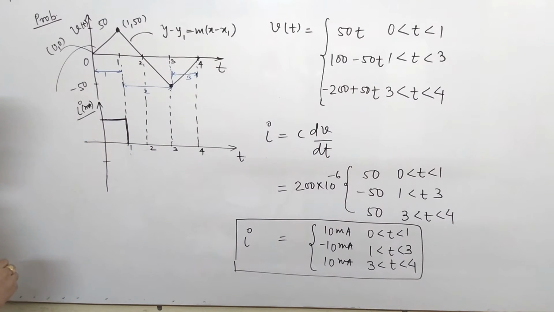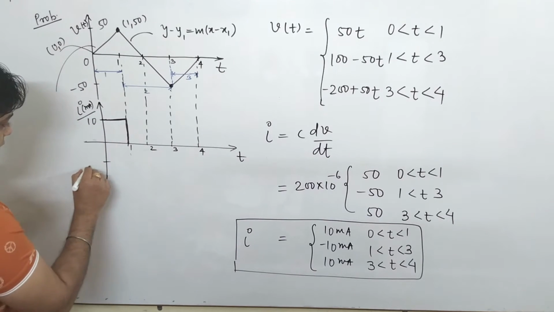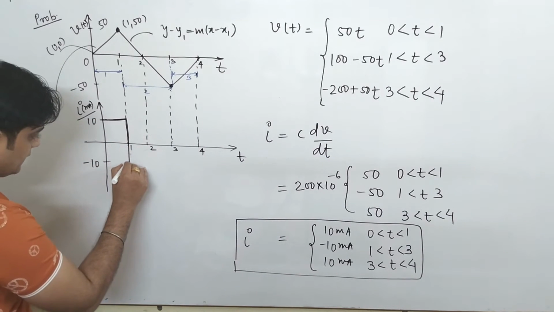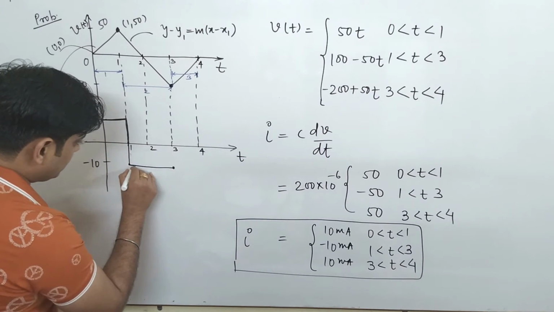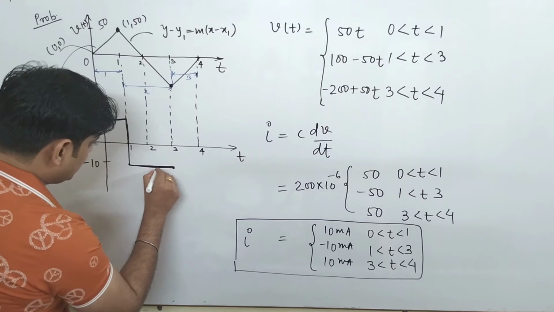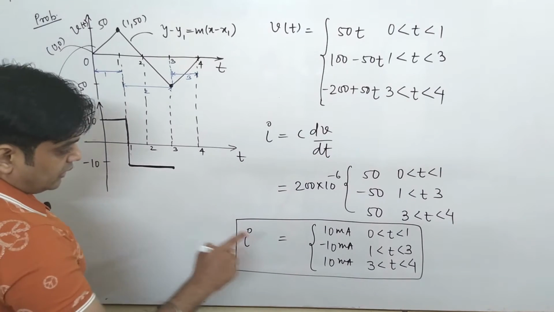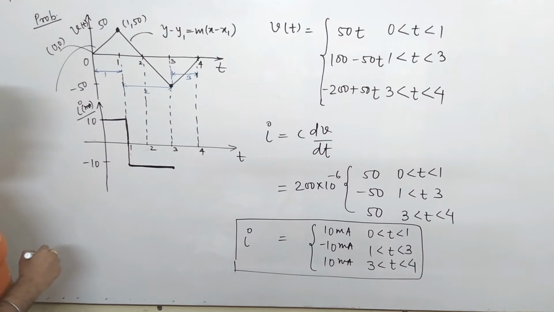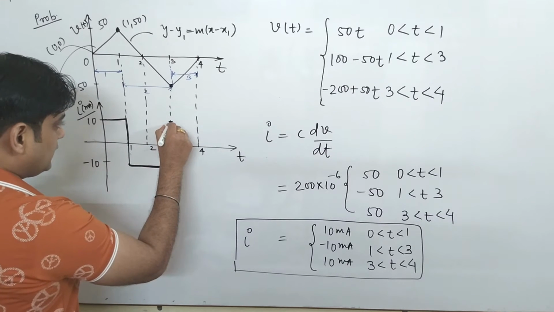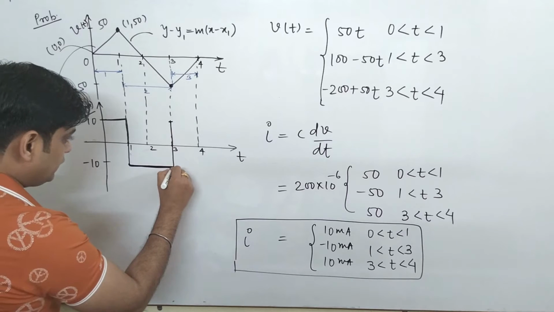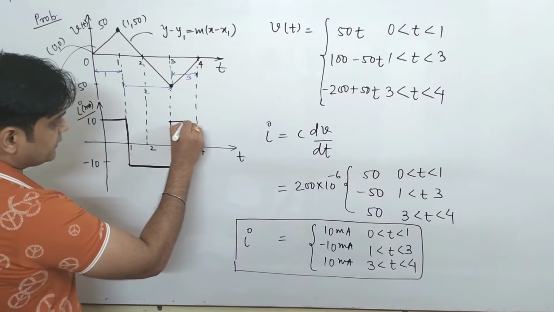Now between 1 to 3, the value is minus 10 milliampere. That means from here it goes to here, and up to 3 the value will remain at minus 10 milliampere. Very important. Now between 3 to 4, the value again comes to be plus 10 milliampere. So you have to take this graph up to 10 milliampere. Now this is your graph, and it is moving in this fashion.